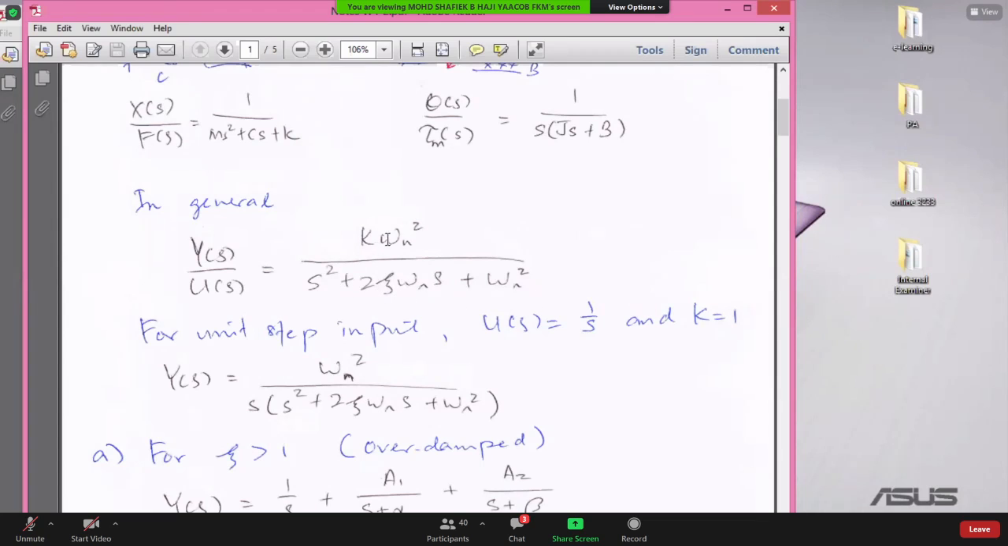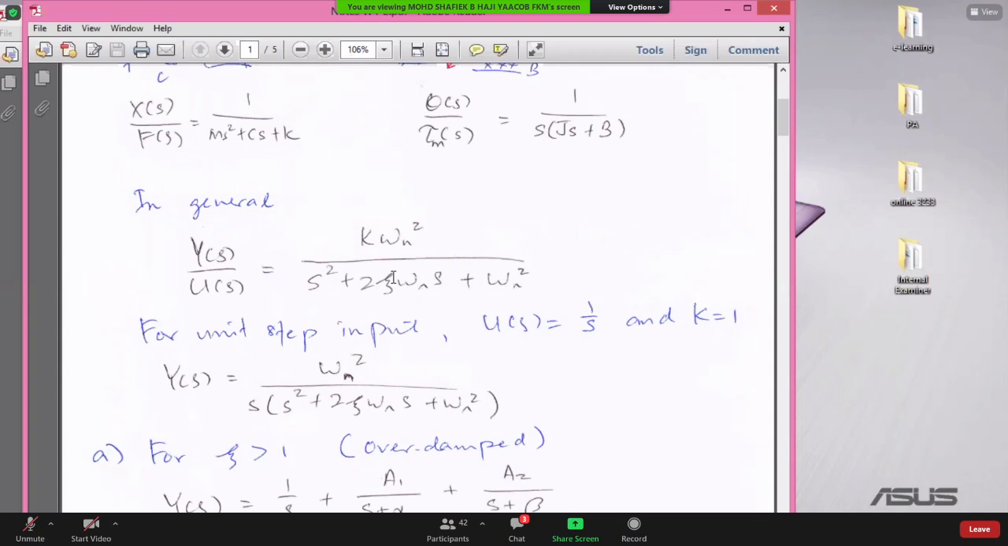Why not just some constant divided by A S squared plus B S plus C, something like that? Okay, you can do that as well. There's no problem doing that. But in that case, the coefficients A, B, C in the denominator don't have any physical meaning. So that is why the second order system is formulated such that it contains the gain K, the natural frequency omega n, and the damping ratio zeta. Okay, so this is the transfer function of a second order system.